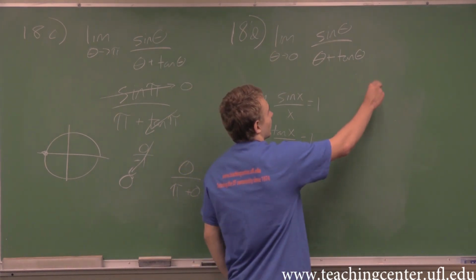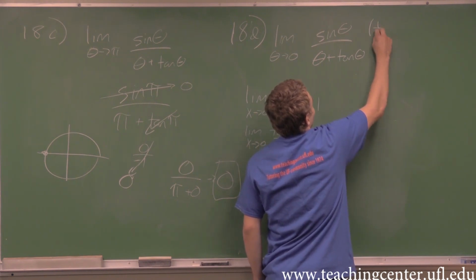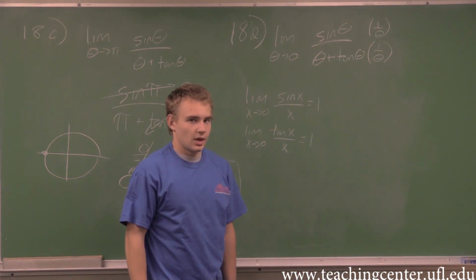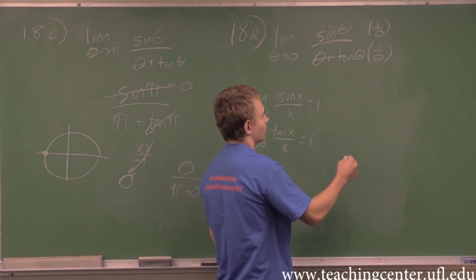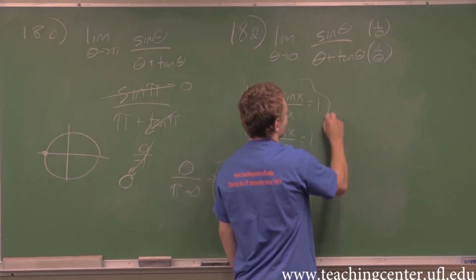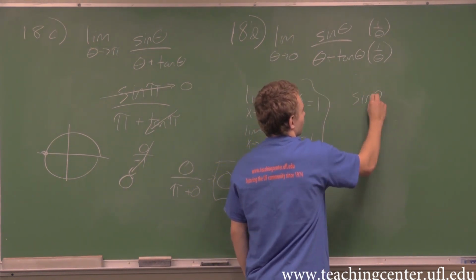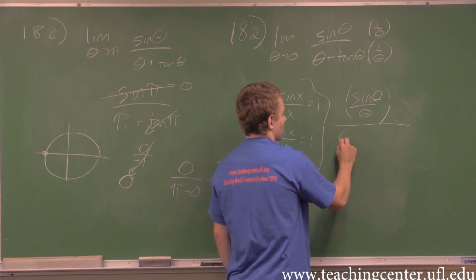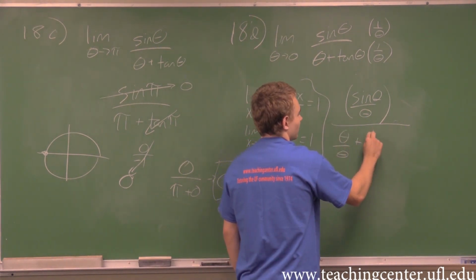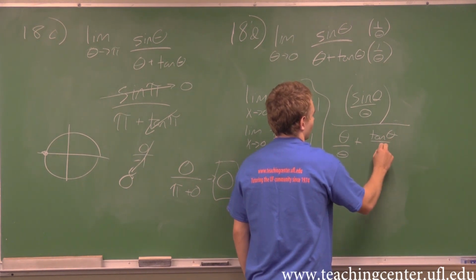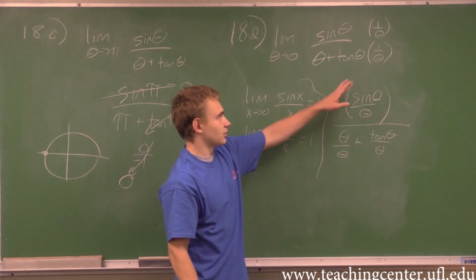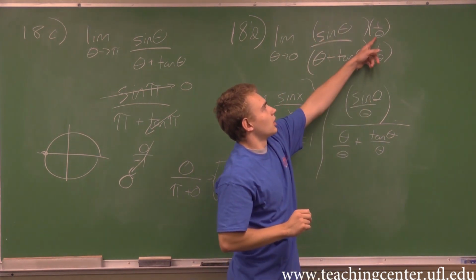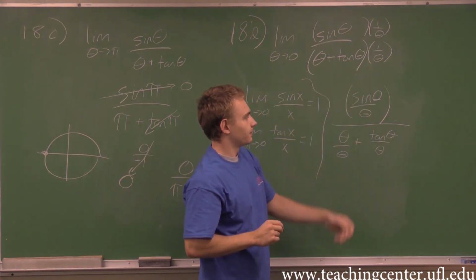What we'll do is we'll multiply top and bottom by 1 over theta. It might become more apparent why you do that, because if you look at the top, we now have sine theta over theta in the numerator, and we would have theta over theta plus tangent theta over theta in the denominator. So all I did was multiply through and distribute that.